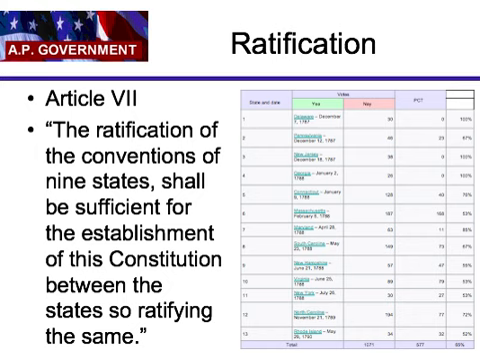In order to get the Constitution passed itself, it's Article 7: the ratification of the conventions of 9 states shall be sufficient for the establishment of the Constitution. Again, there's 13 states at this time. They needed 9 to pass this new Constitution to become the new law of their land.